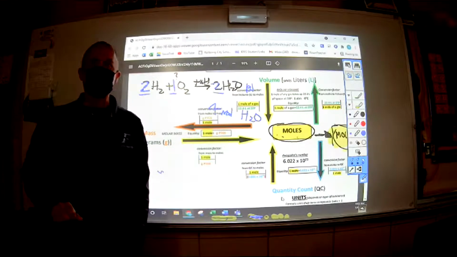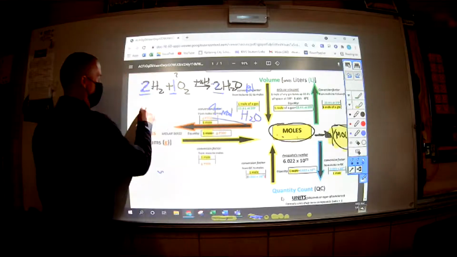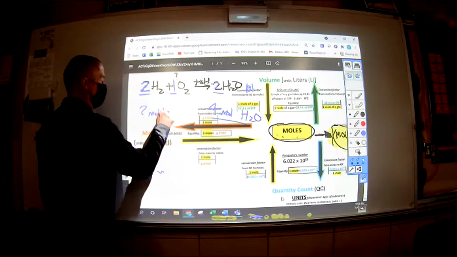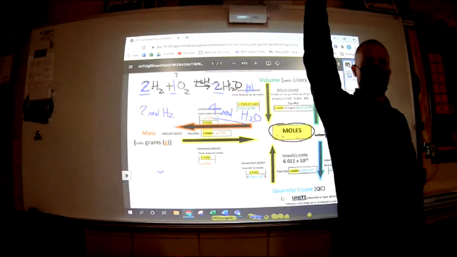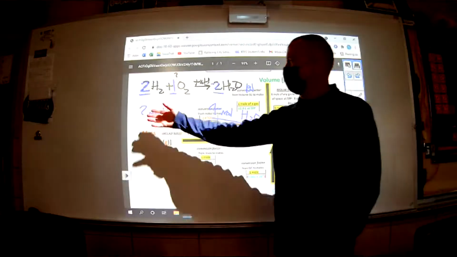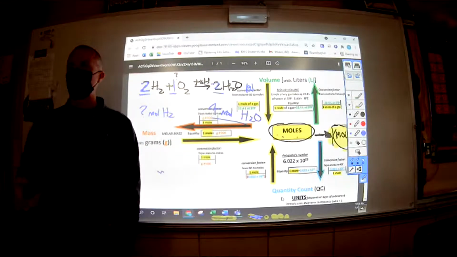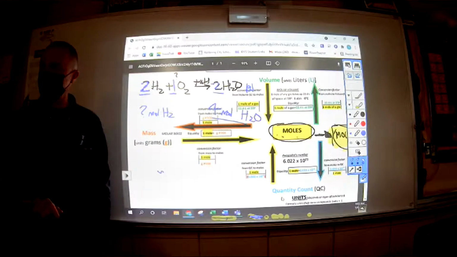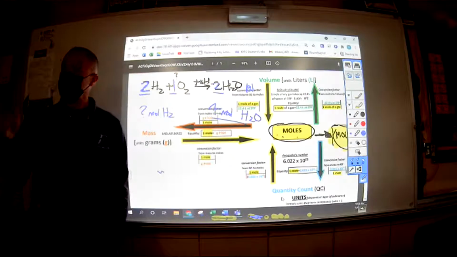Question: if you need to make 4 moles of water, how many moles of hydrogen gas would you have to burn? Assuming we have plenty of oxygen, and we do, it's in the atmosphere. How many moles of hydrogen would you have to burn to get 4 moles of water? Take a shot at it. You said 8. Does anybody agree with 8? How did he get this?